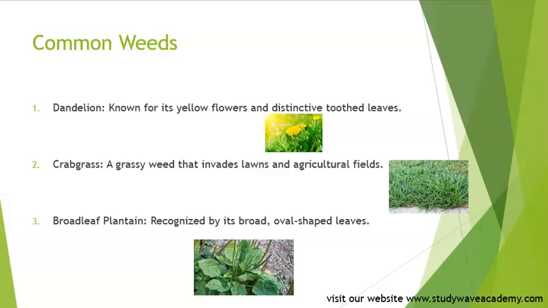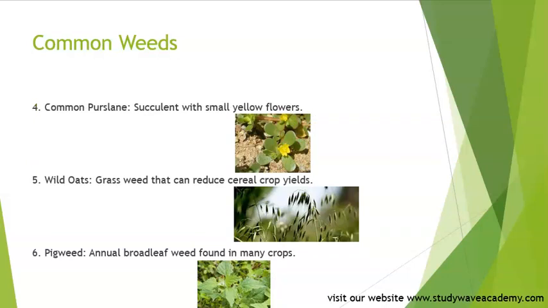So another type of common weeds we have is common purslane, a succulent with small yellow flowers. Common purslane is a low spreading weed with succulent leaves. It often has small yellow flowers. The leaves are thick and smooth, and they can look a bit like thin green pancakes. This weed likes sunny open areas and can be found in gardens, lawns, and even in sidewalks.